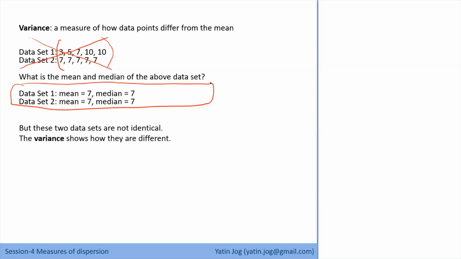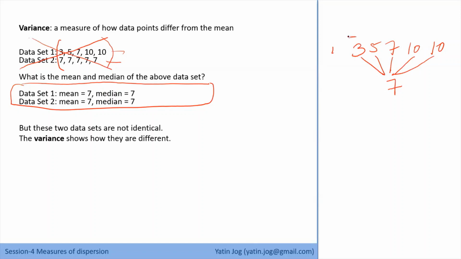The case is not that. These two data sets are not identical. The variance shows how they are different. Why are these two data sets not identical? Because of the difference between the values. So if I consider the first data set, the first data set is 3, 5, 7, 10 and 10. And if the mean value is 7, then I'll have some deviation from the mean. For each data point, I'll have some deviation from the mean.